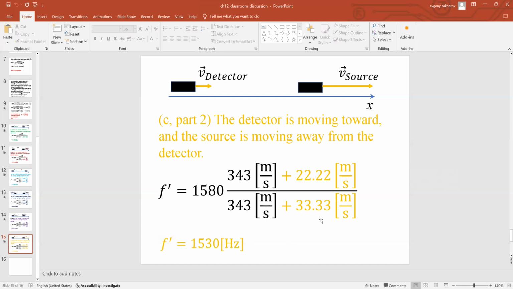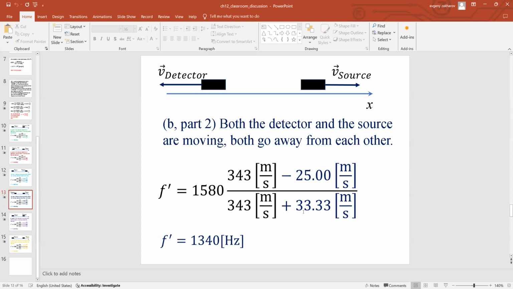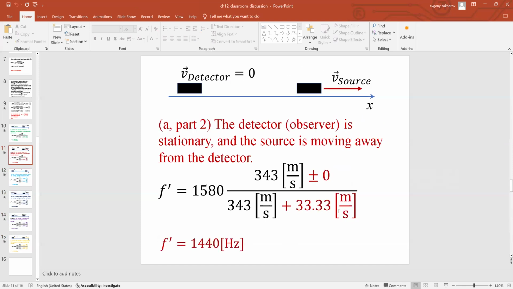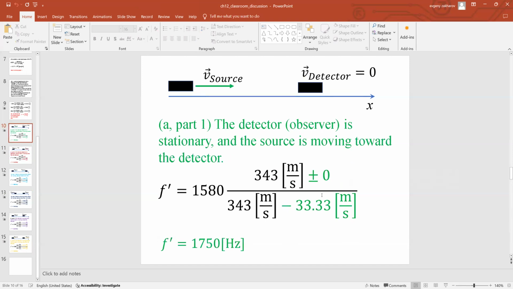So those are all the possible scenarios. You can see plus, plus, minus, minus, minus, plus, plus, minus, and then zeros. All the possible scenarios are here for the Doppler effect. This problem really takes care of all the possibilities. Please study it. You will see something like that on the test.